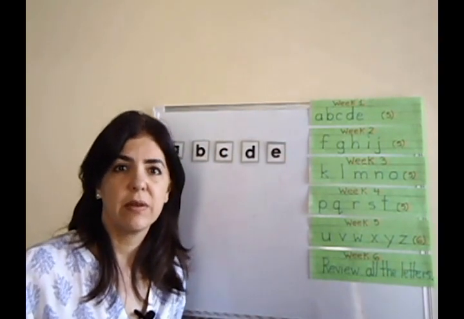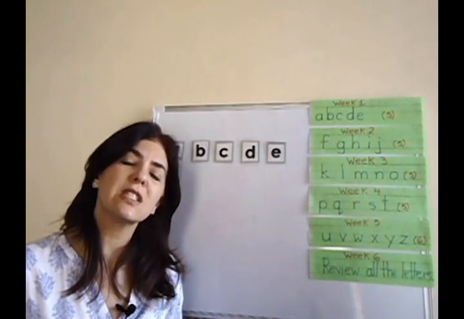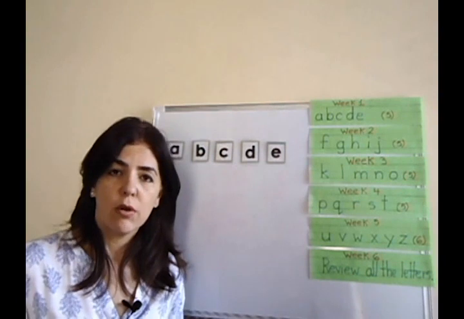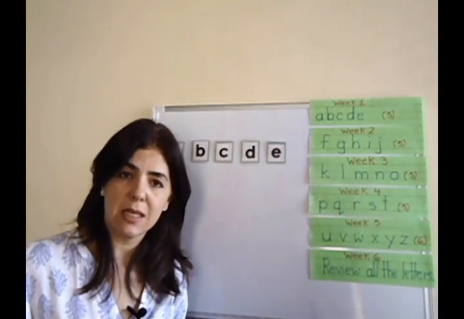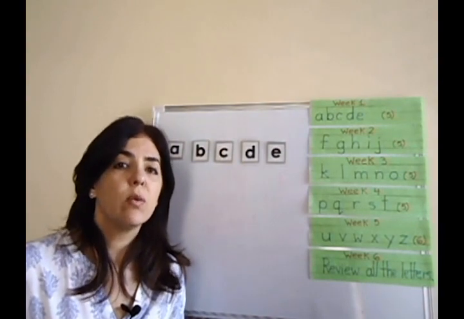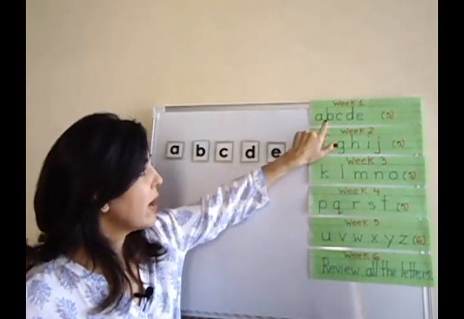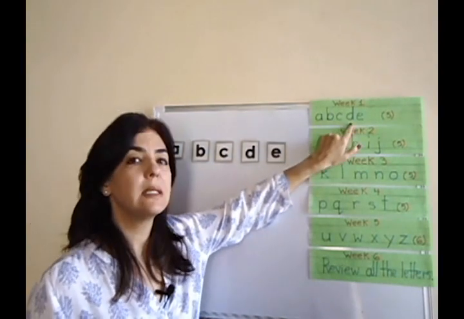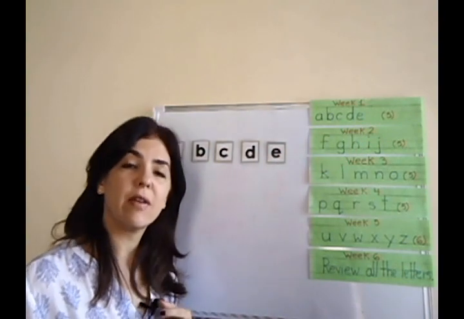Let's get started. The first thing that you're going to do is split the 26 letters into 5 groups: 4 groups of 5 letters and 1 group of 6 letters. In week 1, you're going to take your first group. Here you have the letters. They are A, B, C, D, and E. On your first week, you're going to work with these 5 letters.